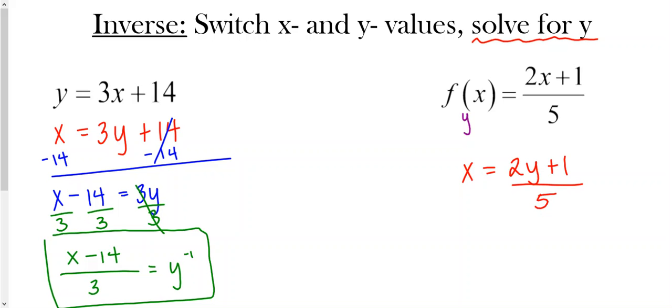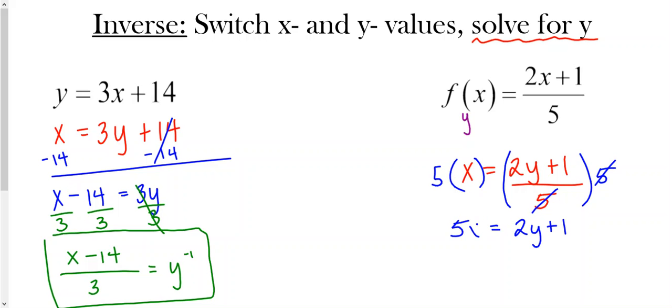Now we need to get the y by itself. So the first thing I want to do is get rid of my fraction. If you can remember back from day one, we talked about solving equations. And to get rid of a fraction, we just multiply by the bottom number. So multiply each side by 5 in this case. So that cancels out my fraction. And I'm still left with whatever's on the top. So I still have 2y plus 1 is now equal to 5 times x, 5x.